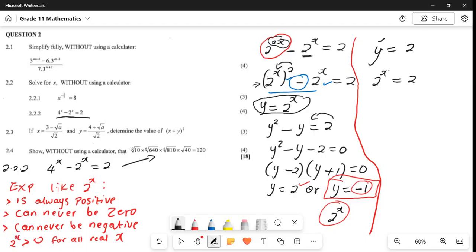Now that we've got the same base here, we can drop the base and deal with the exponents, and we know that the 2 is always to the power 1. Therefore, the value of x is equal to 1. That is our final answer.